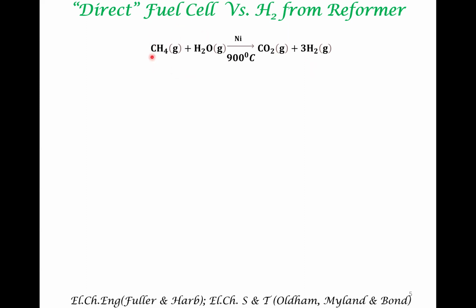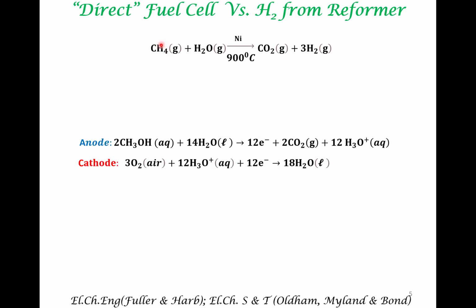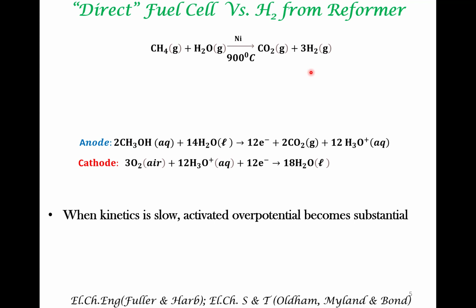So instead of directly supplying a fuel, in the previous case, you directly supplied methanol. You can also have a fuel cell where you directly supply methane. So instead of doing that, you may reform the reaction, get hydrogen, and then supply hydrogen to the fuel cell. So the important thing to understand is when the kinetics is slow, in both these cases, kinetics is slow, activation overpotential becomes substantial.